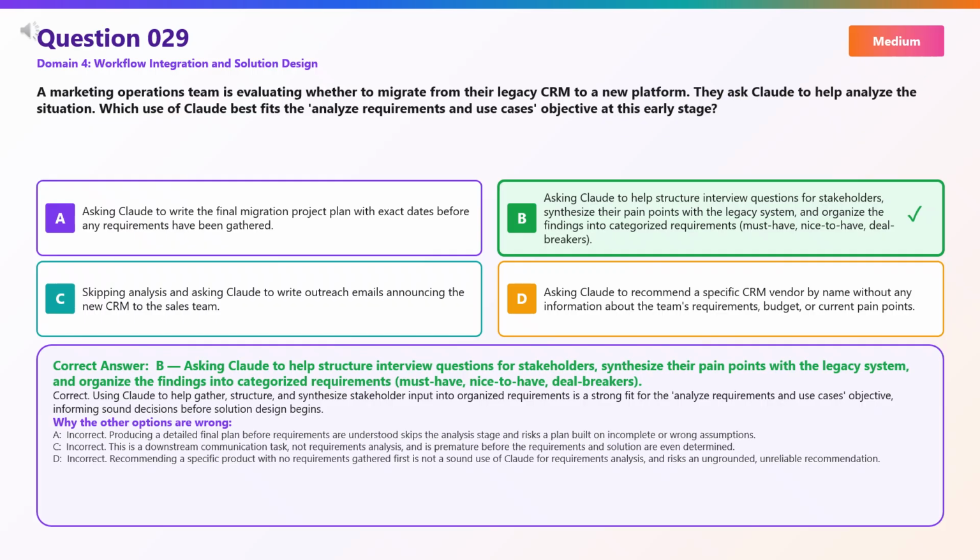A. Asking Claude to write the final migration project plan with exact dates before any requirements have been gathered is incorrect. Producing a detailed final plan before requirements are understood skips the analysis stage and risks a plan built on incomplete or wrong assumptions. C. Skipping analysis and asking Claude to write outreach emails announcing the new CRM to the sales team is incorrect. This is a downstream communication task, not requirements analysis, and is premature before the requirements and solution are even determined.